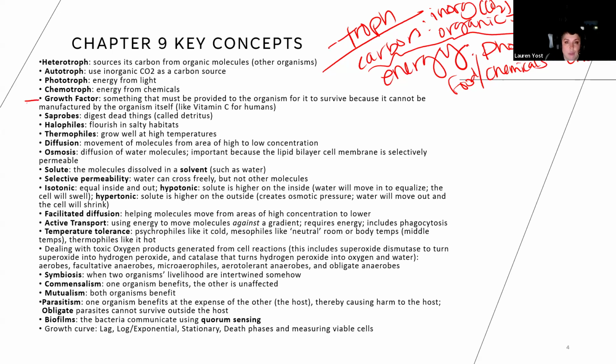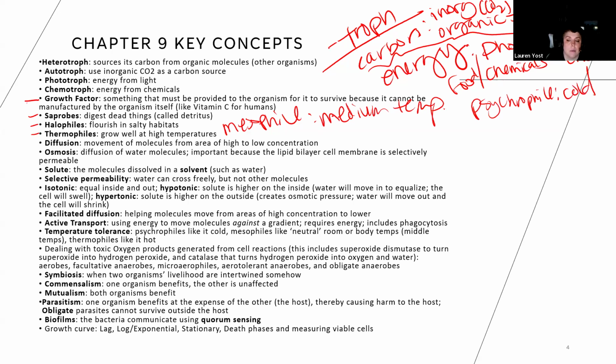Remember, we have talked previously about a growth factor. That's anything that has to be given in the diet for these organisms. Saprobes break down dead or decaying materials. A halophile flourishes in salty habitats. Thermophiles grow well at high temperatures. We also talked about mesophiles. These grow at basically medium temperatures. And psychrophiles grow at low or cold temperatures.